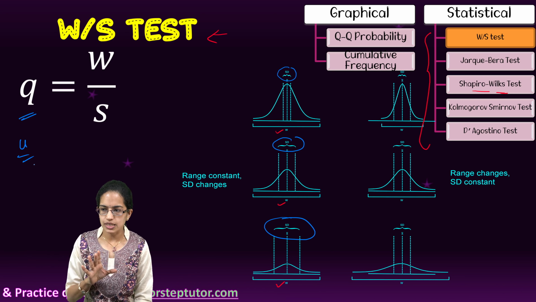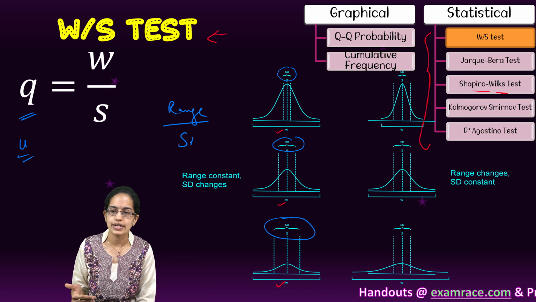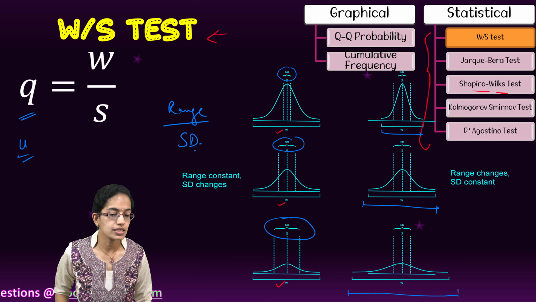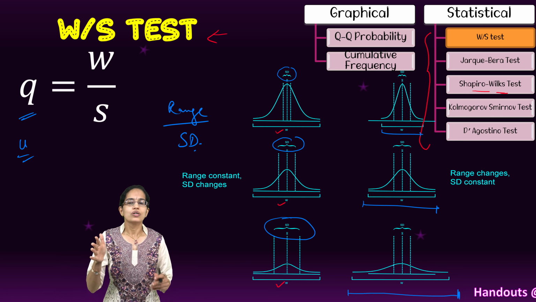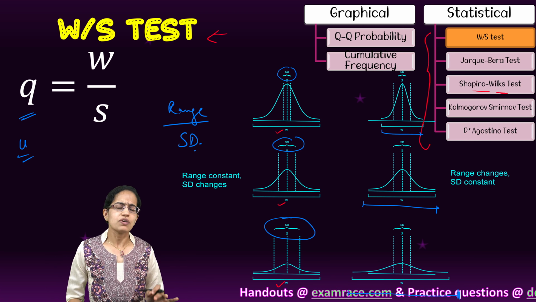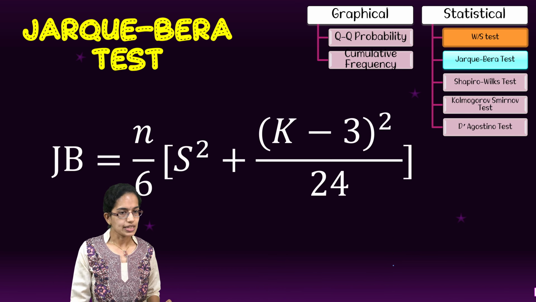So Q or U, which is written with the result of the WS test, would give you a ratio between the range to standard deviation. In the first case, we have the range that is constant. In the second case, my range is changing. The first case, the range is less. The second case, the range increases. The third case, the range further increases, but my standard deviation remains the same. So those are the two cases that we understand, and WS is one of the very simple, standard, easiest ways of understanding the test of normality.